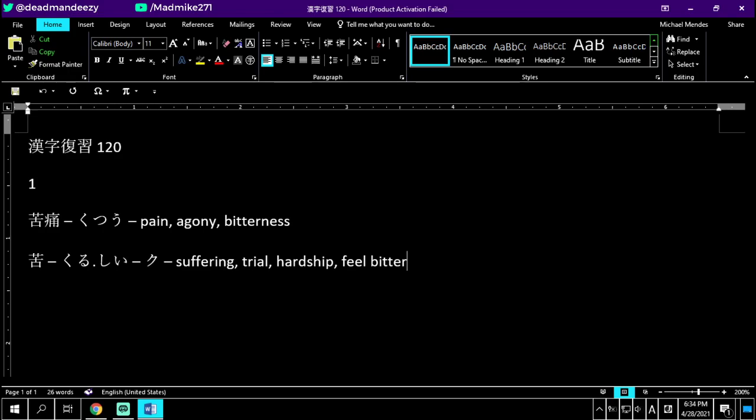As in kutsu. Suffering, hardship, and painful is pain, agony, or bitterness.